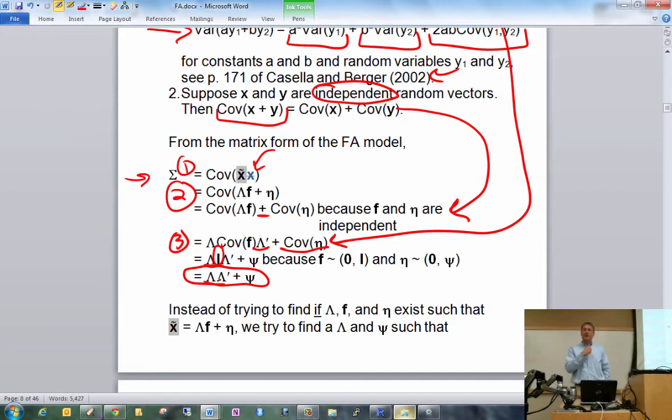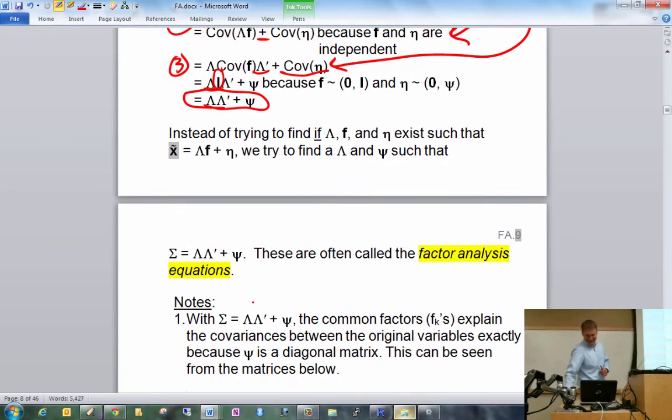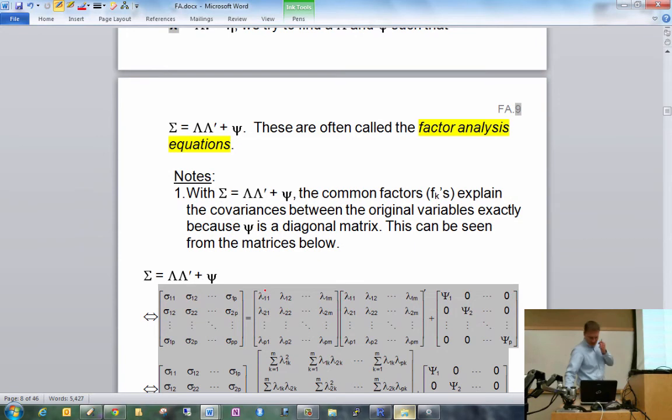This structure for our covariance matrix has a specific name. They're called the factor analysis equations. I didn't invent those names. It's just the standard terms that are used. These are called the factor analysis equations. What we had seen previously was the factor analysis model. Okay.